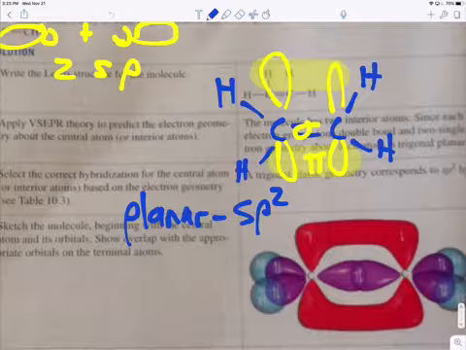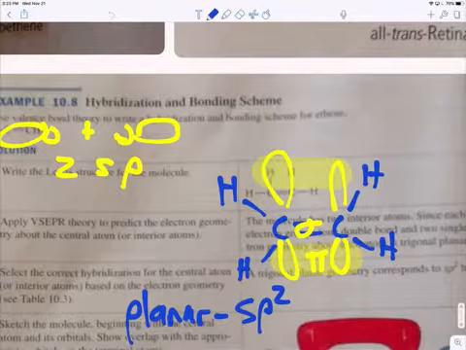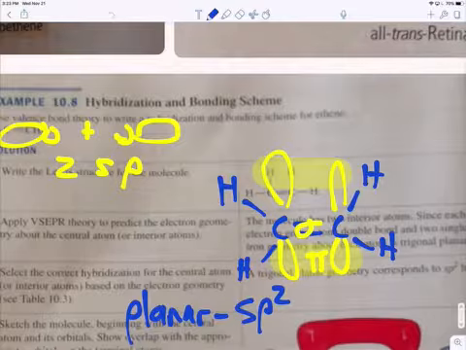So this molecule has 5 sigma bonds: sigma bond here, here, here, here, and then a sigma bond between the two carbons. And then the double bond gives another pi bond. So 5 sigma, 1 pi.